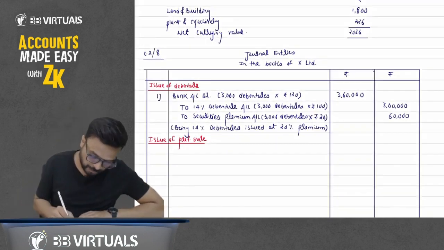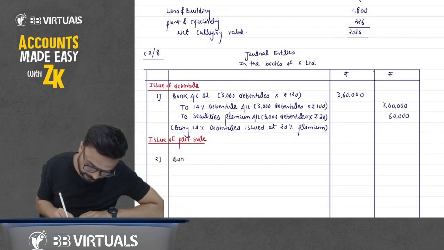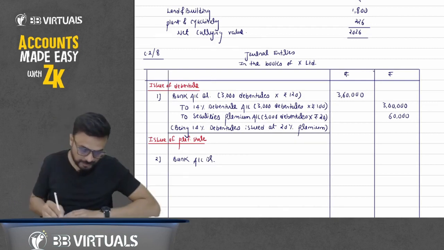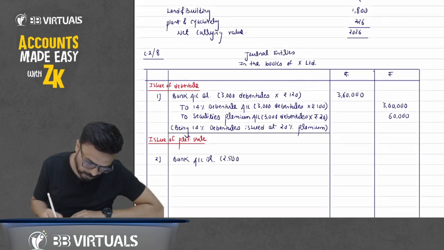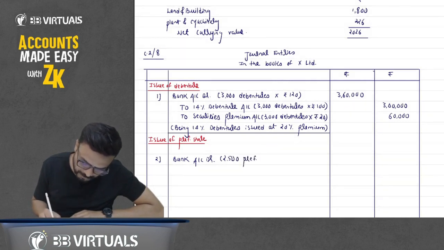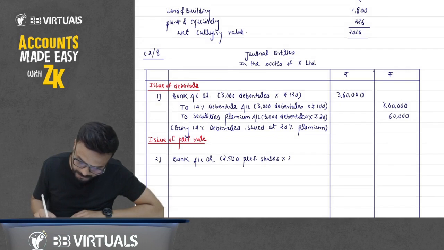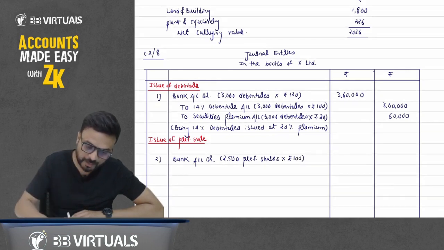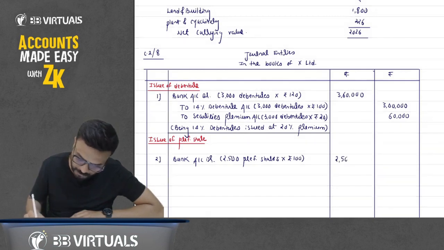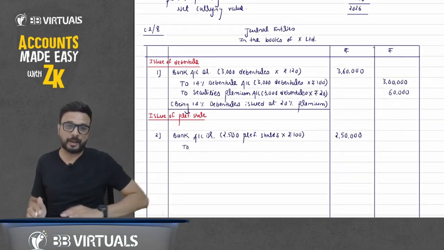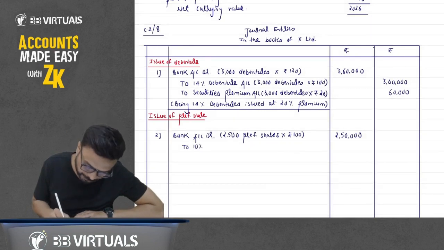So write down here, second entry, bank account debit. On issue of shares, we will receive amount. 2,500 preference shares, we are issuing at what price? Rupees 100. So 2,500 multiplied by 100 comes to 2,50,000. We are issuing shares, increase in capital, credit. So 10% preference share capital account.